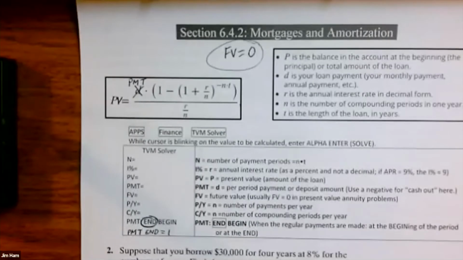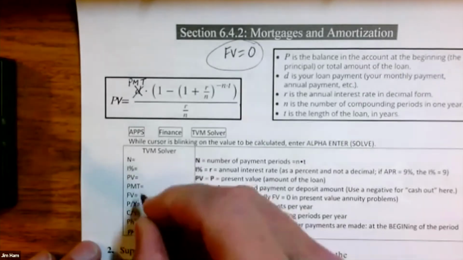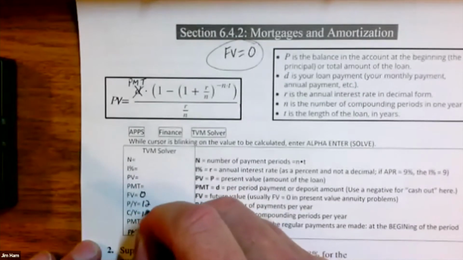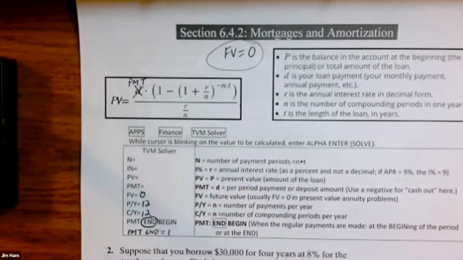Most of the time for these problems, the payments per year and compounding per year, because if you're dealing with homes or cars, you make monthly payments. So usually these last 3 numbers will be 0, 12, and 12. 12 payments per year if you have a mortgage, 12 payments per year if you have a car.